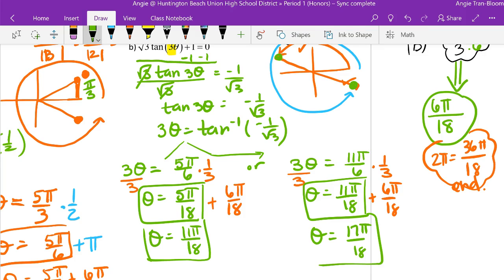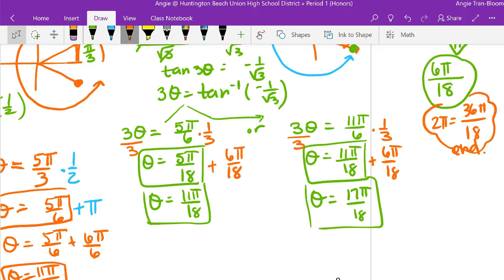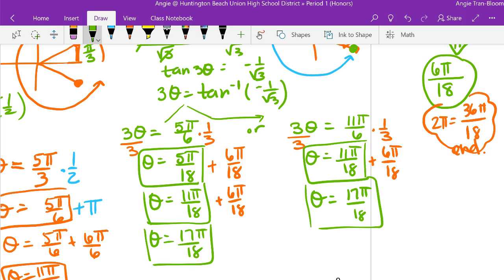Can I keep going? Of course. Let's keep on going, okay? Remember, you need to stop at 36 pi over 18. So this is 6 pi over 18. All right, here we go. Theta equals 17 pi over 18. You're going to see something funny, and I'm hoping you're kind of thinking and kind of telling me what's going on, okay?